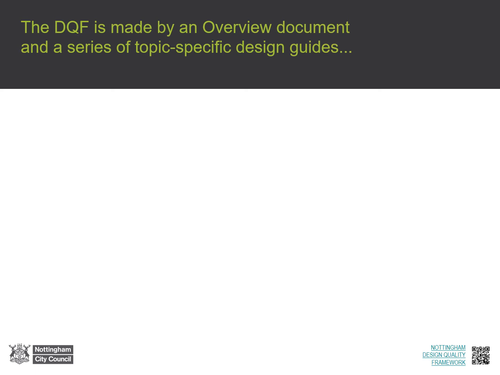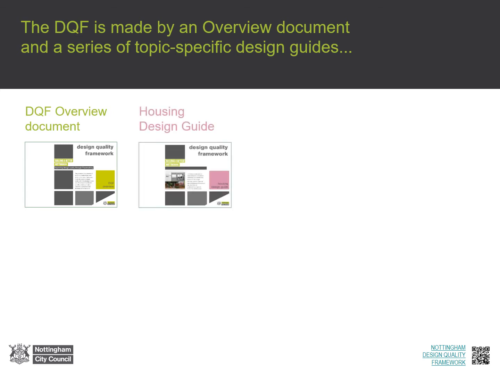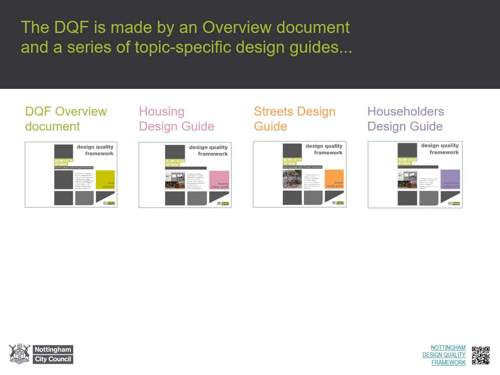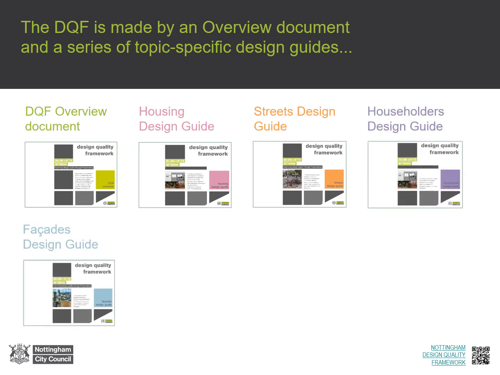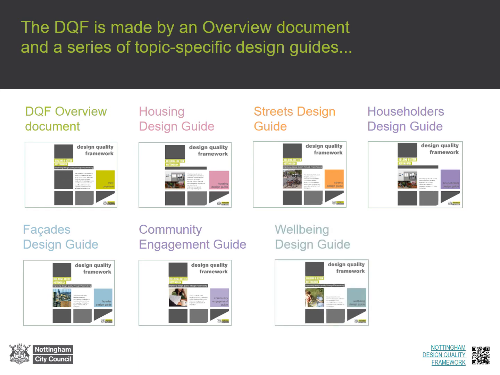The Design Quality Framework is made by an overview document and a series of topic-specific design guides. The Design Quality Framework Overview document. A Housing Design Guide. A Street Design Guide. A Householder's Design Guide. A Facades Design Guide. A Community Engagement Guide. A Wellbeing Design Guide. And other design guides are still being produced.